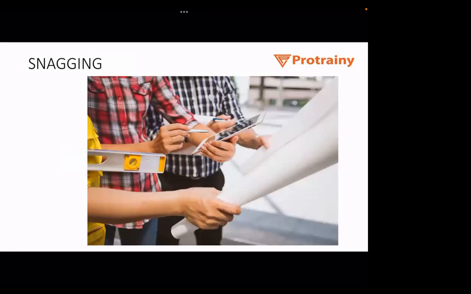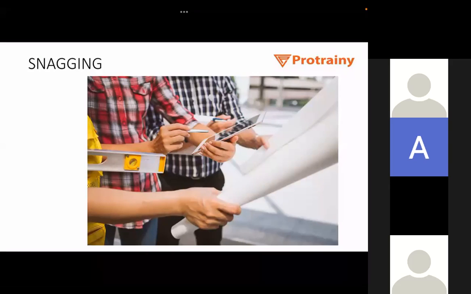Then snagging. This is one of the very important aspects of being a QA/QC engineer. There are different stages where you are supposed to do the snagging. For example, during the activity, suppose a block work has happened, then after the block work, the post checking. At that time also you are going to do the snagging, and if any deviation is observed, you are supposed to raise NCs, non-conformance reports, in 3 different categories: observation, minor, and major.